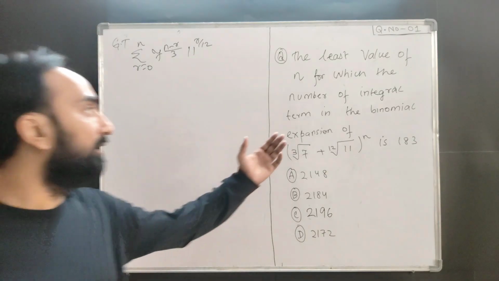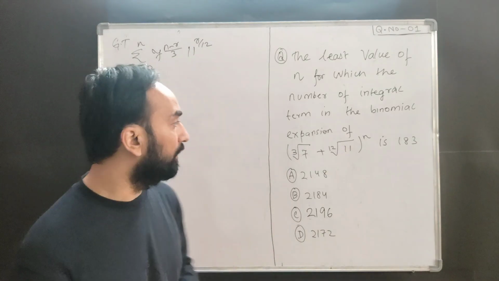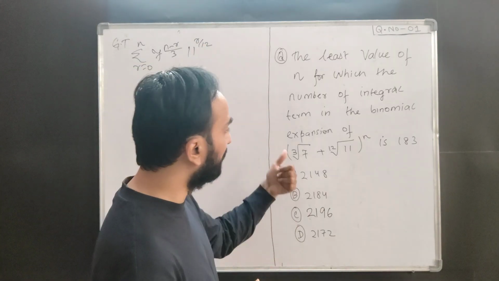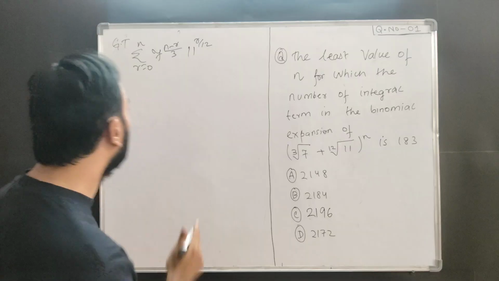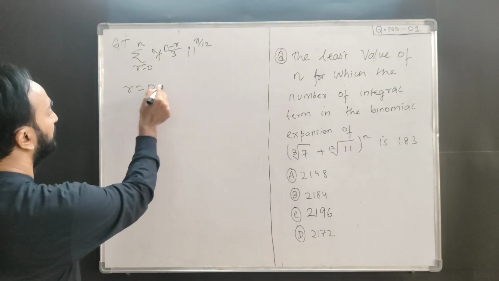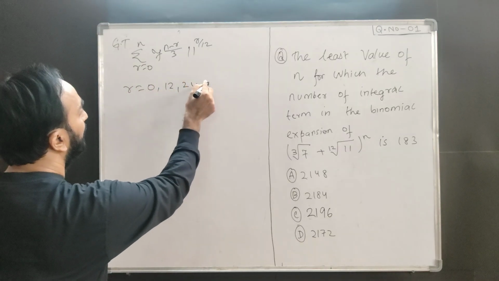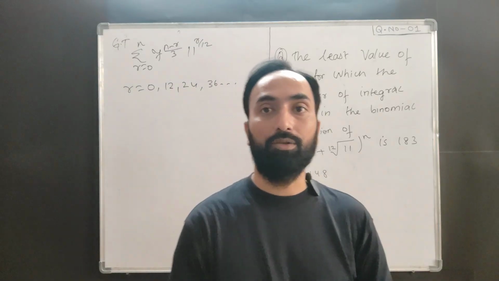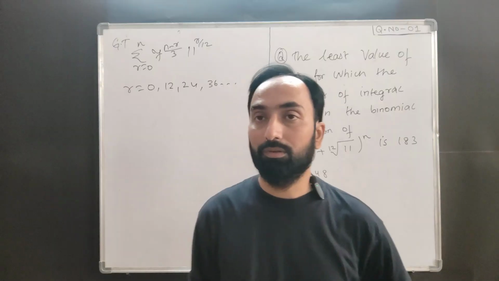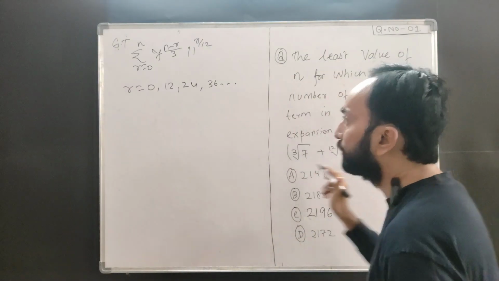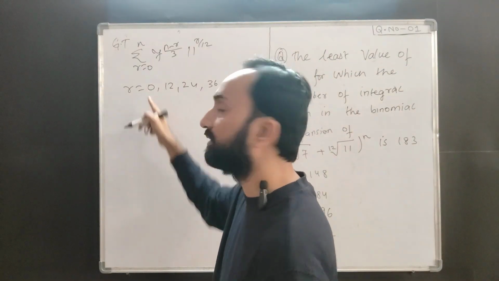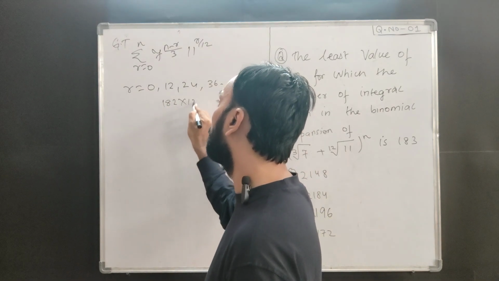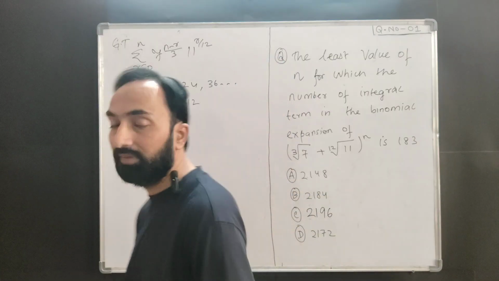To make it an integral term, r should be a multiple of 12, and the first value of r can be 0 also. So r will start from 0 and go like 12, 24, 36 and so on. And how many terms are there? 183. Out of 183, one of the terms will be 0, so we subtract it, and the rest we multiply: 182 into 12. Just multiply 182 into 12 and see how much is coming.